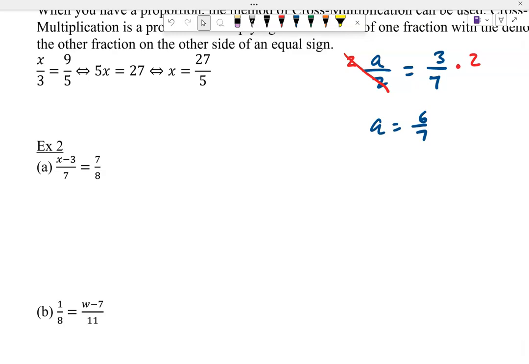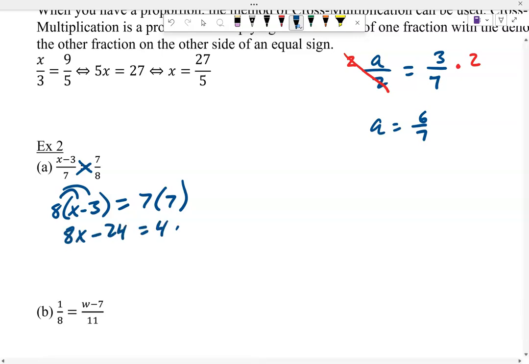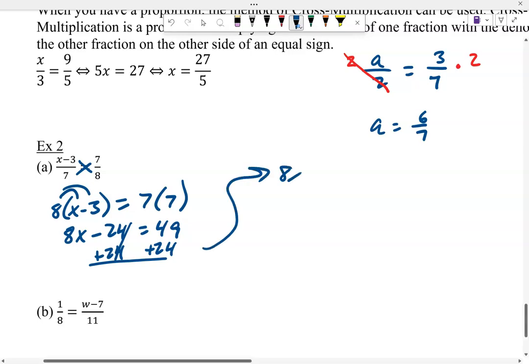Notice I have one fraction on the left. I have one fraction on the right. So I can go ahead and cross multiply. I can take the 8 times that x minus 3 equals 7 times 7. Again, you can only do this when you have one fraction equaling one fraction. Now we'll solve it as normal. We'll add 24. So you have 8x equals 73, and then we'll divide by 8 at the end. So we get 73 over 8.